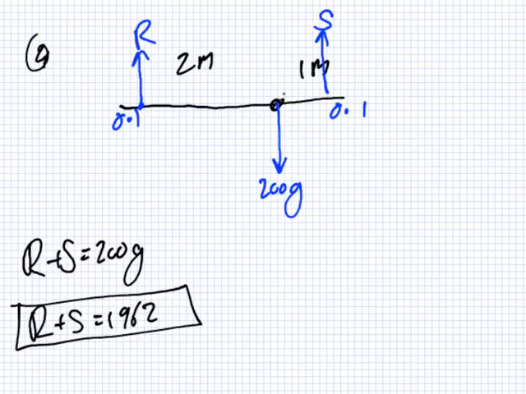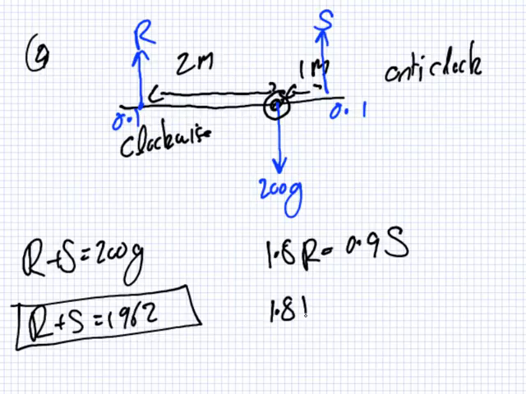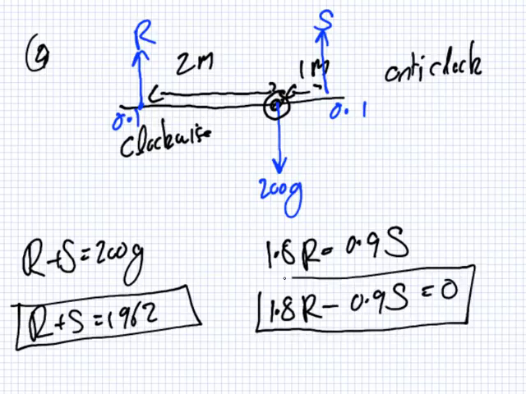Turning force. Let's take this as the turning point. So this way is clockwise, and this way is anti-clockwise. The distance from here to here is going to be 1.8. So 1.8 or should equal 0.9 s. So 1.8 or minus 0.9 s should equal 0. I took this as the turning point. Why? You're allowed to take any point as the turning point. Yeah, but why this one? It made it easiest for me.